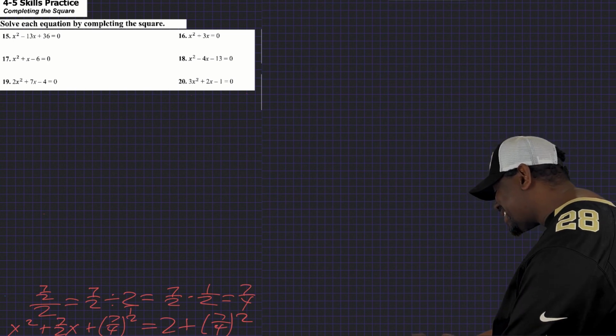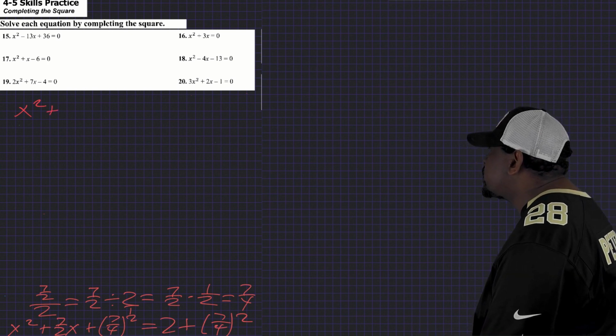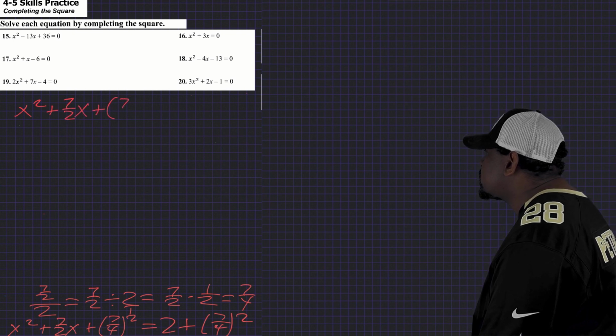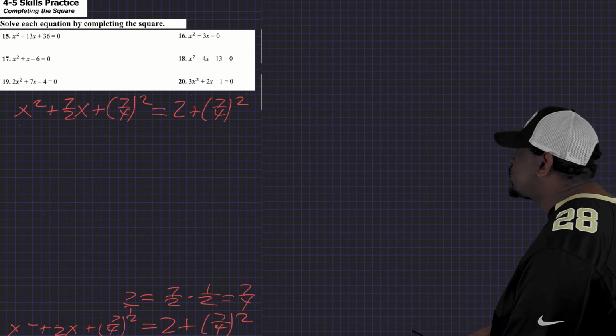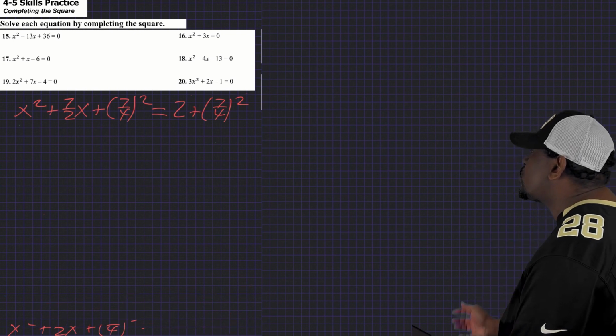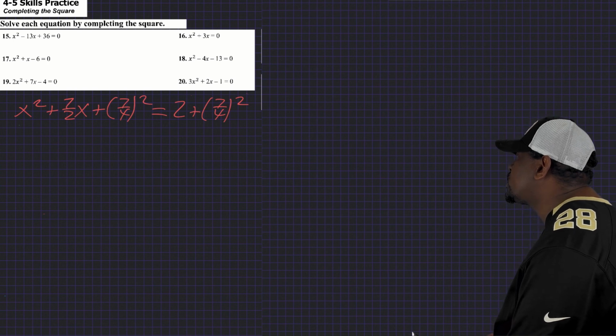And we're going to write our last step at the top of the page, and we're going to finish the work. So we have here x squared plus 7/2 x plus 7/4 squared is equal to 2 plus 7 over 4 squared. So now we have to simplify the b over 2 term squared. We have to square 7 over 4. 7 squared is 49. 4 squared is 16. So 7 over 4 squared will be 49 over 16.